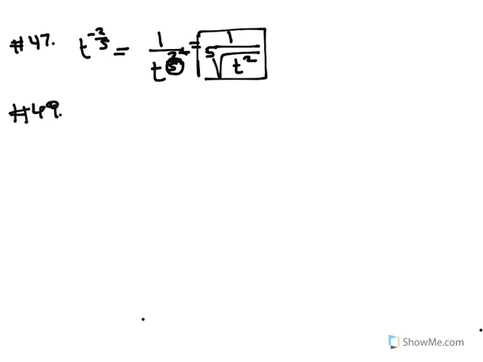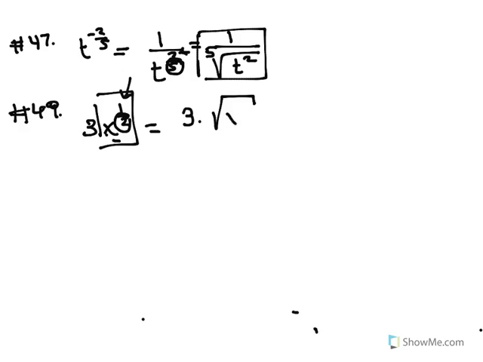So number 49. Don't forget to do the even numbers. In 49, I have 3x to the 1/2. Please note that the power of 1/2 just affects the base of x. So I'm going to leave my 3 here, and this x to the 1/2 is going to be converted to a radical. This 2 is the index, so I don't need to write it. And this x is x to the 1. So it's 3 square root of x, and that's the answer here.